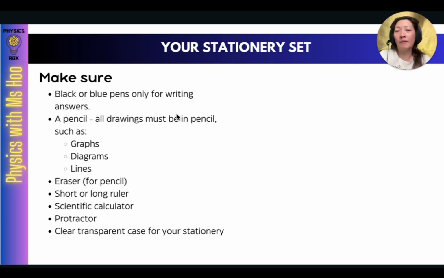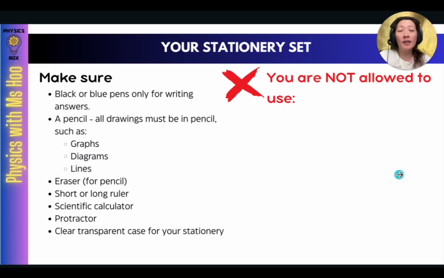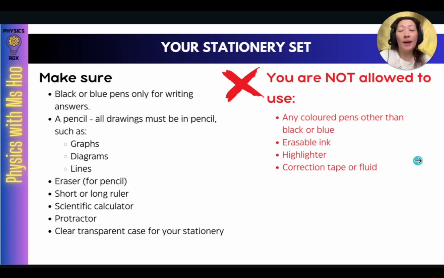You'll also need to bring an eraser just in case you need to rub off any mistakes that you made with the pencil. Make sure you also bring a short or long ruler, because any lines you draw should be drawn with the assistance of a ruler. Remember to also bring a scientific calculator, a protractor, and all of your stationery must be in a clear, transparent case. Now, do not bring the following because you are not allowed to use any colored pens other than black or blue. So don't try to stand out from the crowd by bringing an orange or green or pink pen.